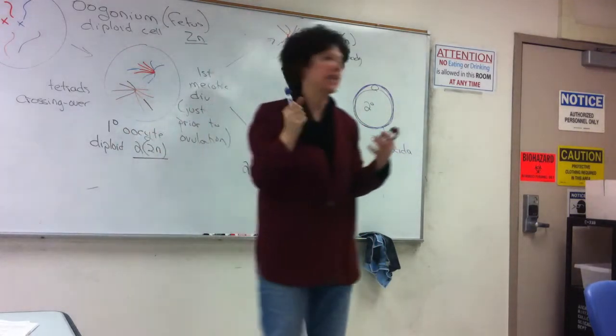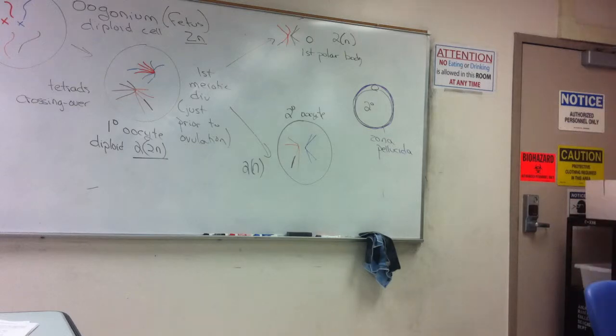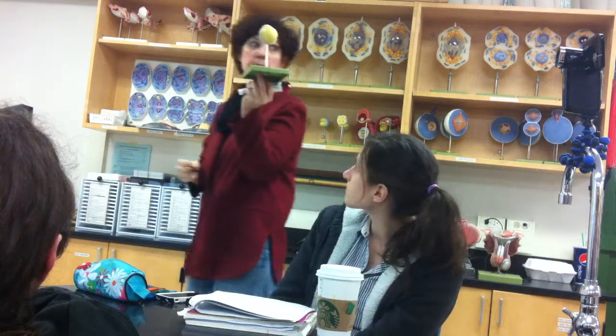So the first polar body and the secondary oocyte remain very close to each other, and that's what you're seeing here. So this blue layer is the zona pellucida. All right, and then here would be the secondary oocyte, and this would be the first polar body. But they would have the same chromosomal patterns. The large and the small cell would still both be 2N. Okay. That secondary oocyte, first polar body, and that's what's ovulated.